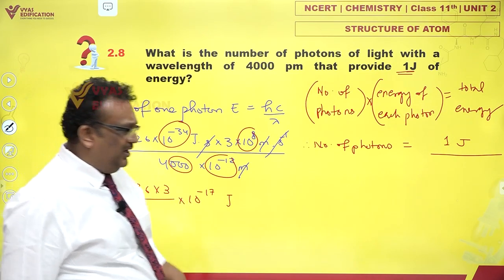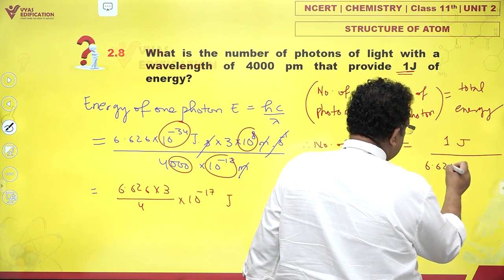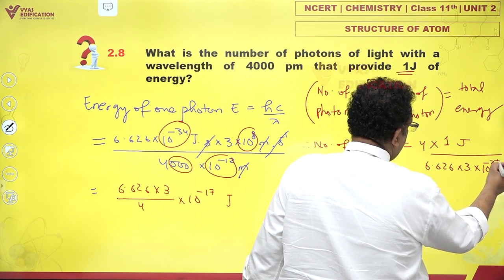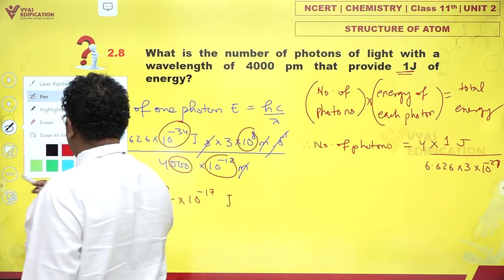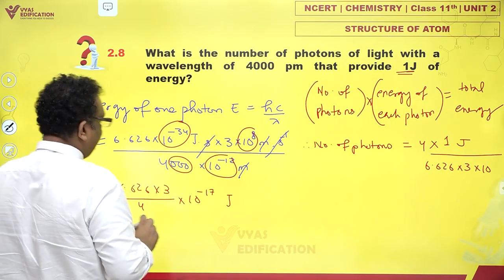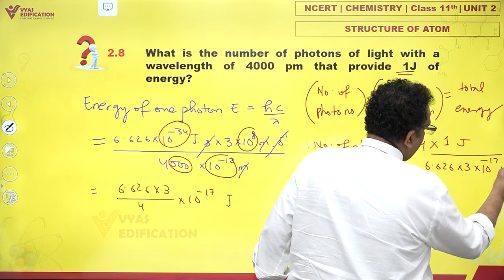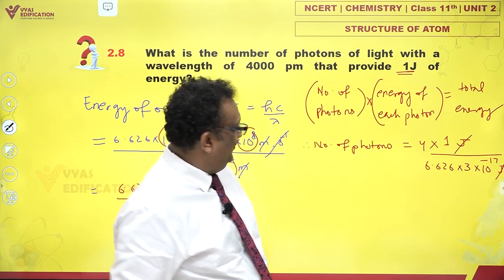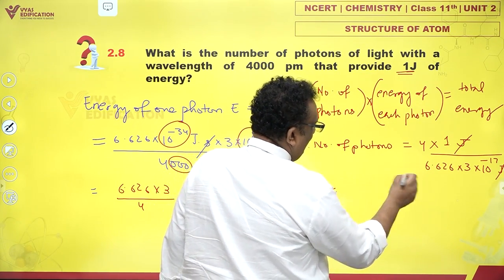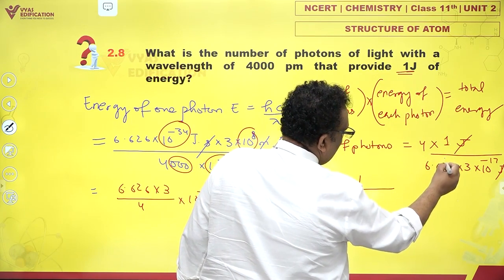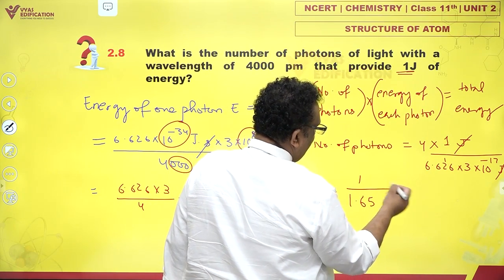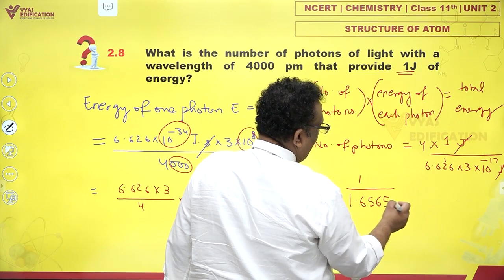How much is this? I have not even multiplied it. 6.626 into 3 by 4 into 10 raised to minus 27. No, sorry, 10 raised to minus 17. 10 raised to minus 17 joules. Okay. Joules cancel away. That's lovely. How much do I get? Well, some lovely number. 1 by, now, this is 4 ones are 4, 4 sixes are 24, 4 fives are 20, 26, 4 sixes are 24, into 3.